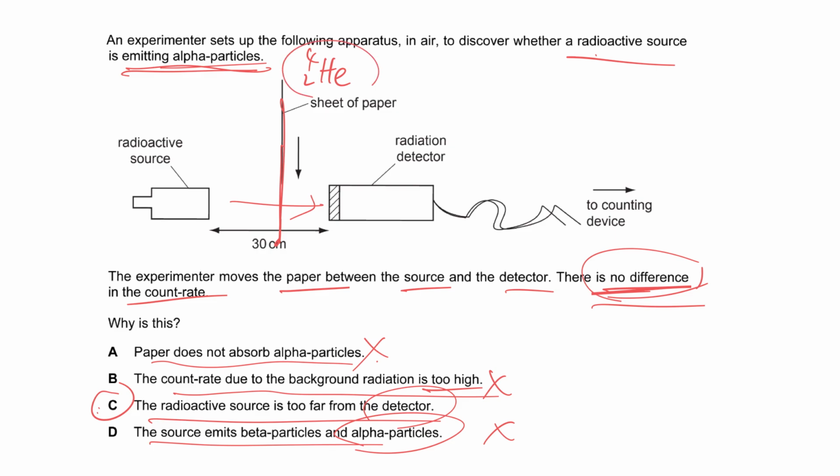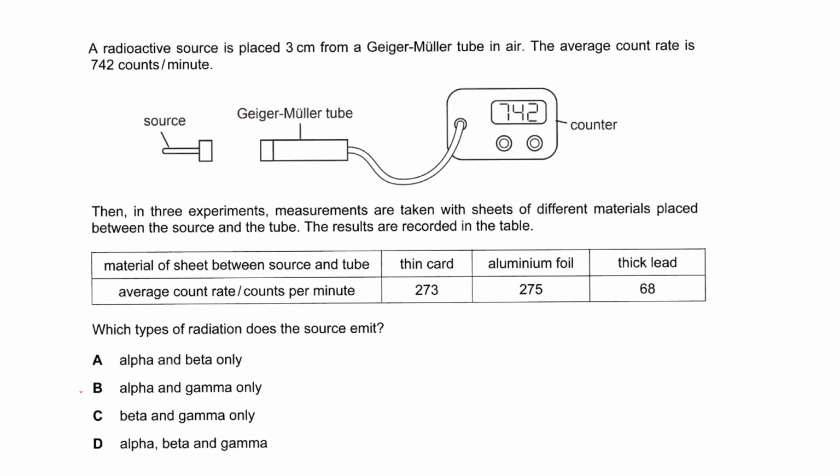Now remember the basic: alpha particles can be easily absorbed by a few cm of air. This is placed 30 cm away, which is quite a big distance, so it will be absorbed by the air. So there's no difference in the count rate, or if there is a count rate, it's purely background radiation.